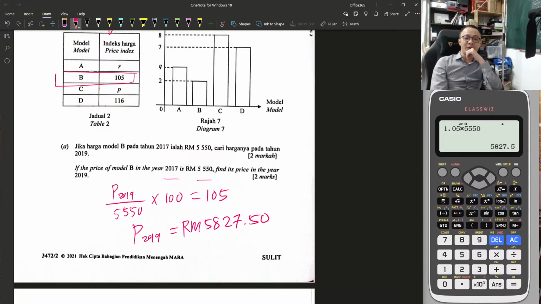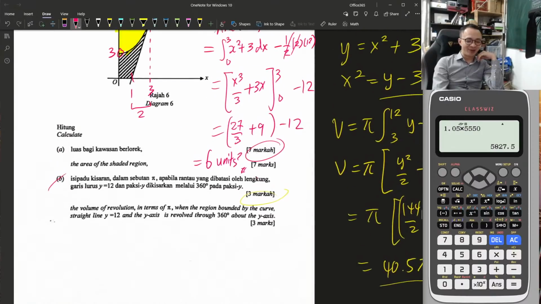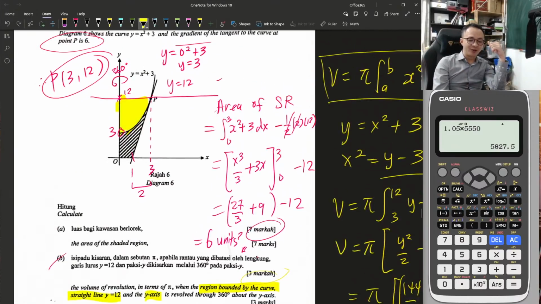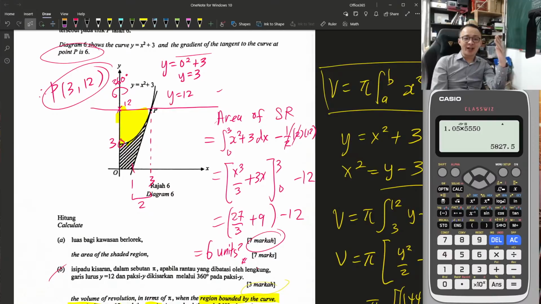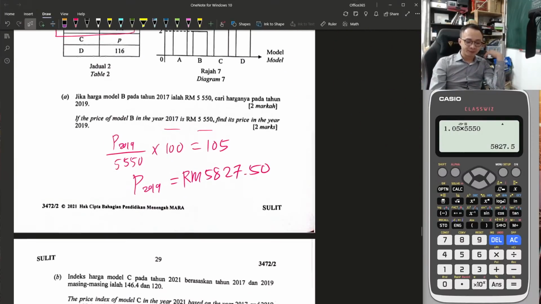Sir, how do we know the question 1 yellow area? Oh, then you need to read the sentence here. They say, when the region is bounded by the curve, the straight line and the y-axis, you check the graph, which area is actually surrounded by the curve, y equals 12, and the y-axis, and you realize it's the yellow color part. Okay, I hope I answered your question. Alright, so, okay, B.